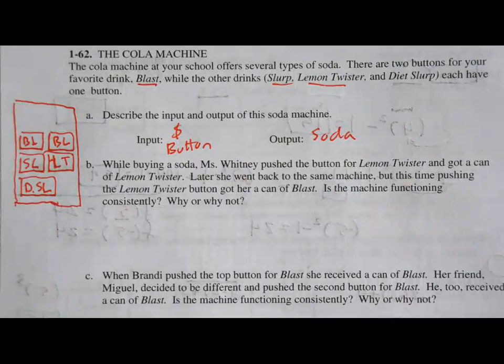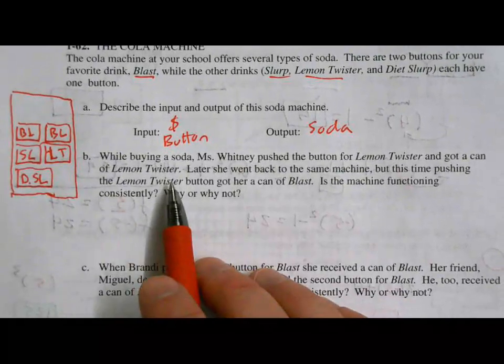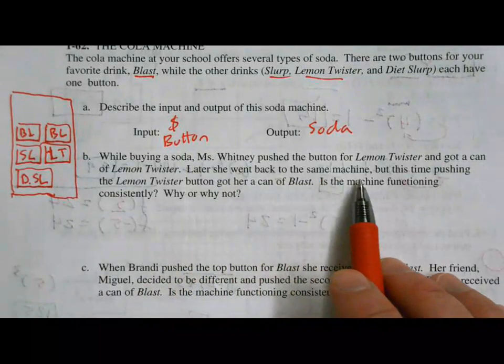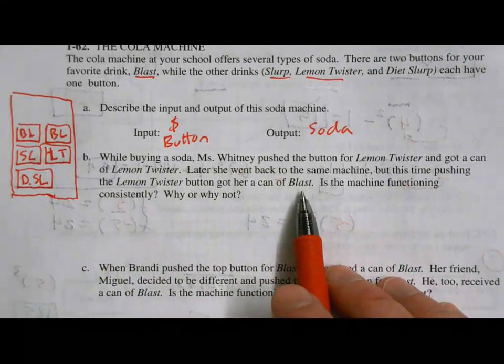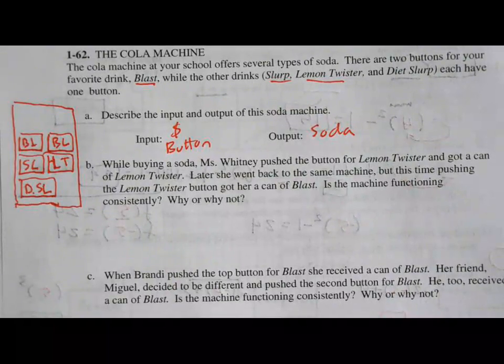While buying a soda, Ms. Whitney pushed the button for lemon twister and got a can of lemon twister. Later, she went back to the same machine, but this time pushing the lemon twister button got her a can of blast. Is the machine functioning consistently? Why or why not?